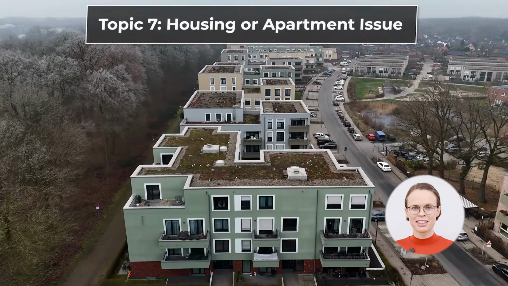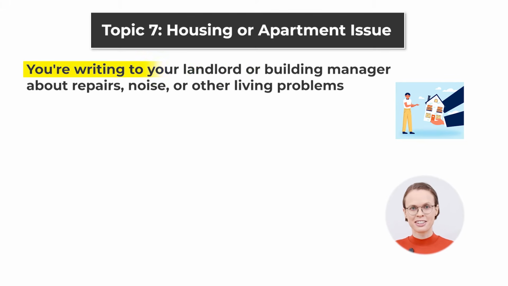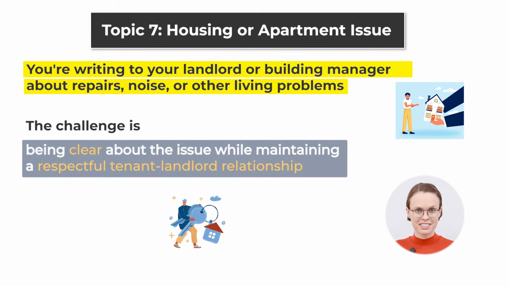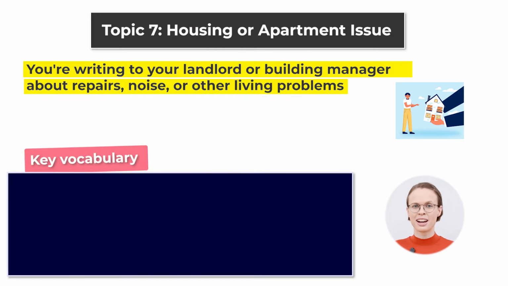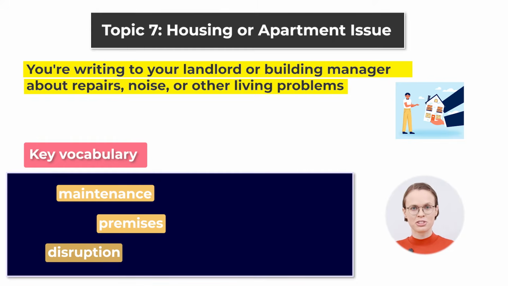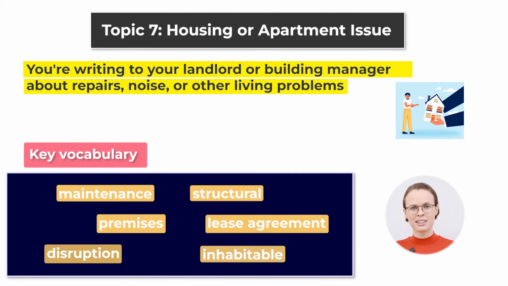The next topic is the housing or apartment issue email. In this email, you're writing to your landlord or building manager about repairs, noise, or other living problems. The challenge is being clear about the issue while maintaining a respectful tenant-landlord relationship. Here's some crucial vocabulary: maintenance, premises, disruption, structural, inhabitable, and lease agreement.